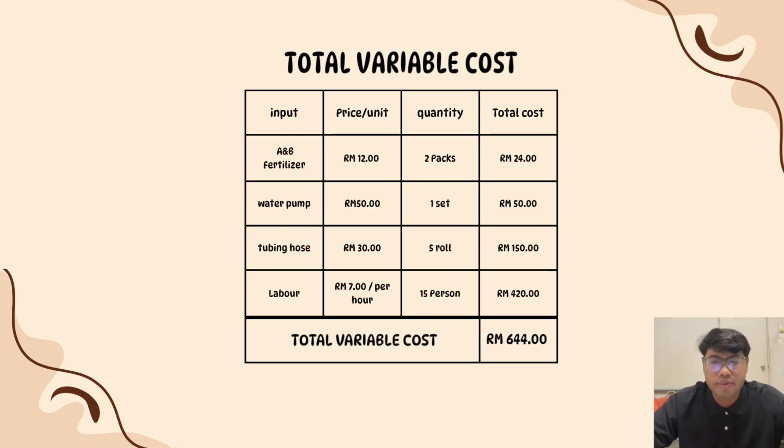For the water pump, the price per unit is 50 ringgit and we use a quantity of 1. The total cost is 50 ringgit also. Tubing hose, the price per unit is 30 ringgit. We use 5 rolls and the total cost is 150. For labor, 7 ringgit per hour. The quantity is 60 hours and the total cost is 420 ringgit Malaysia. So the total variable cost is 644 ringgit Malaysia.